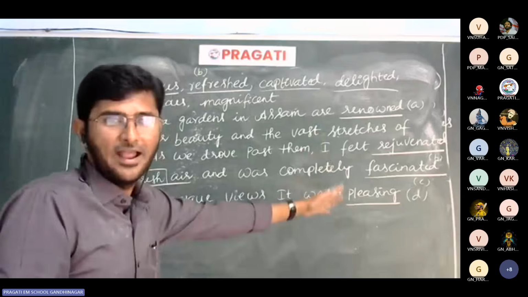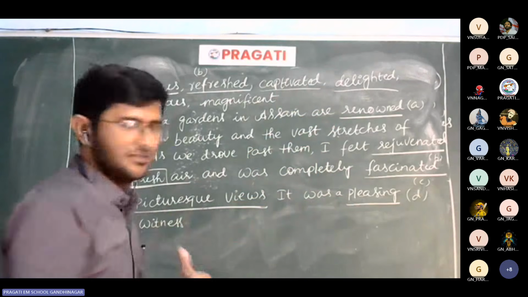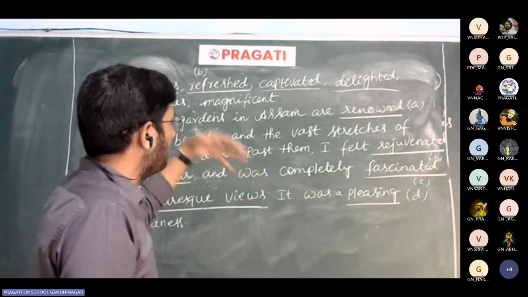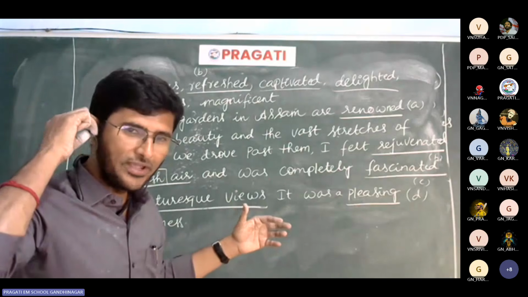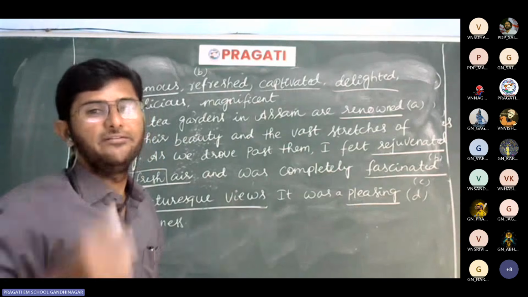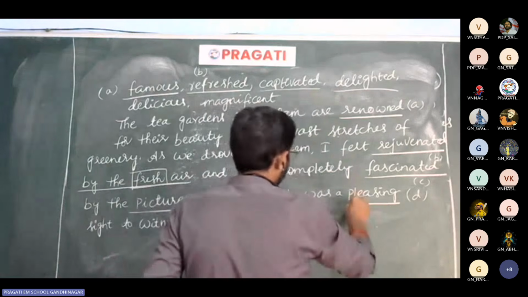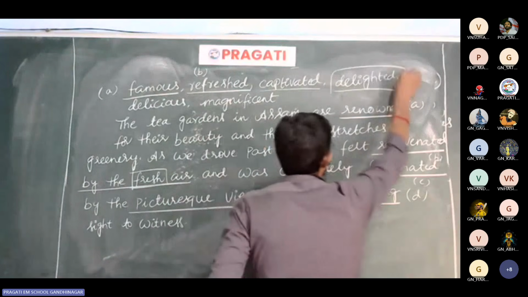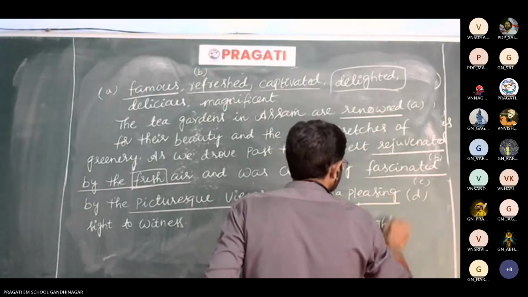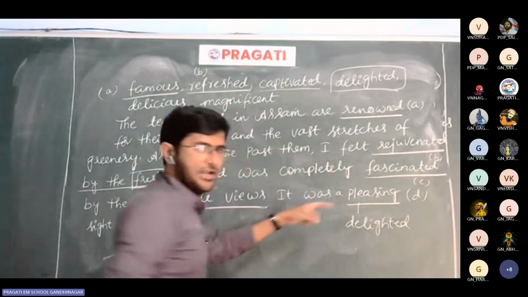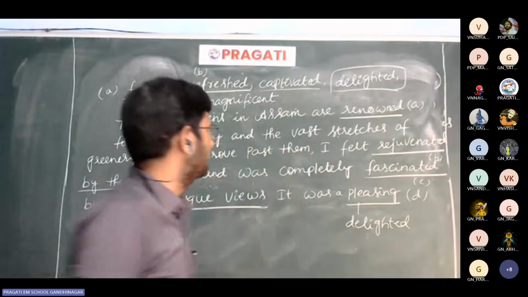Okay, complete that and then come back. So it was a pleasing sight to witness. Can we say it was a captivated sight to witness? You cannot say it was a captivated view. You can say it was a captivating view, but not captivated view, right? So captivated does not fit here. So what fits here? Only delighted fits here. So since delighted fits here, you have to go for captivated in the place of fascinated.